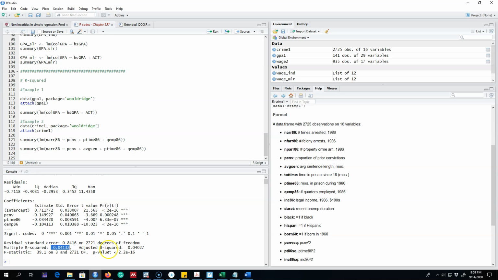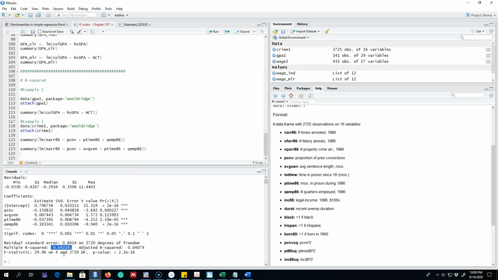So what we can do is add another variable, for example, average sentence, to the model and look at the R-squared again. This model with average sentence in it explains about 4.2% of the variation in the number of arrests. So it seems like adding this variable is not increasing the predictive power of this model by a lot.